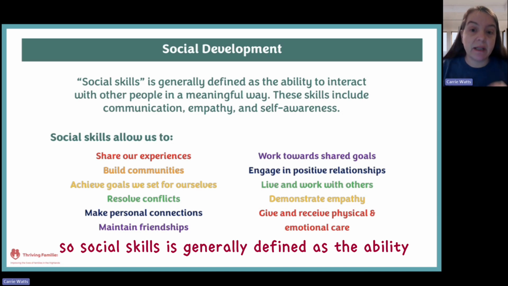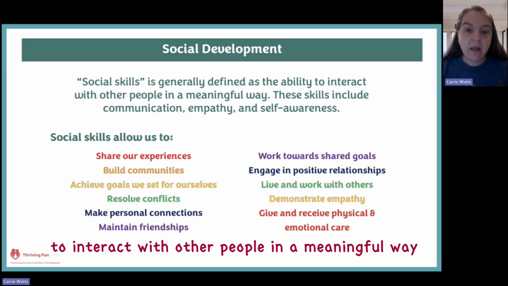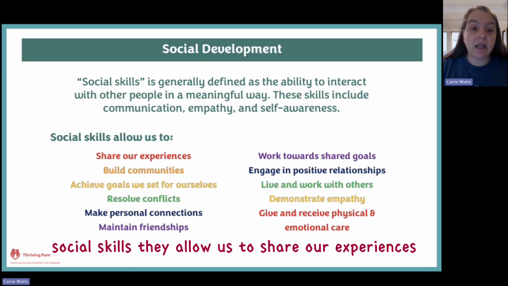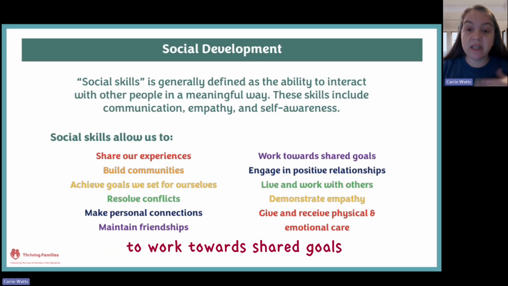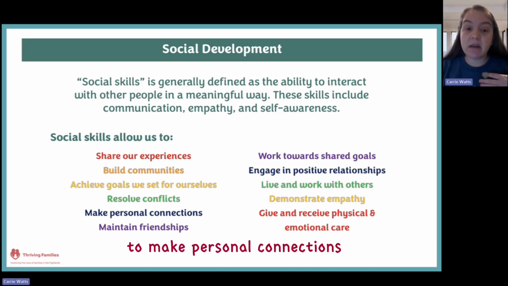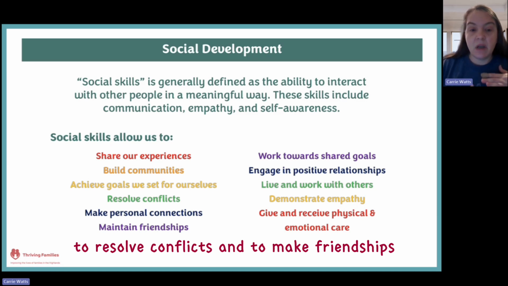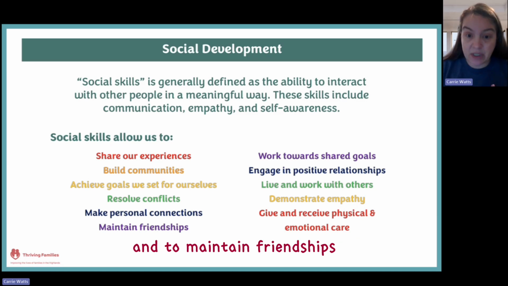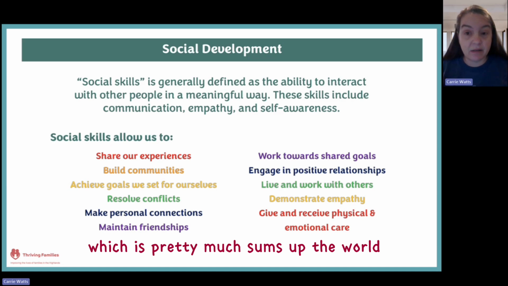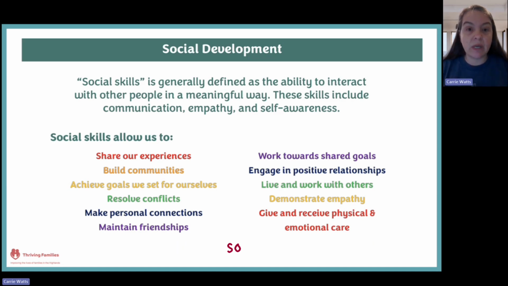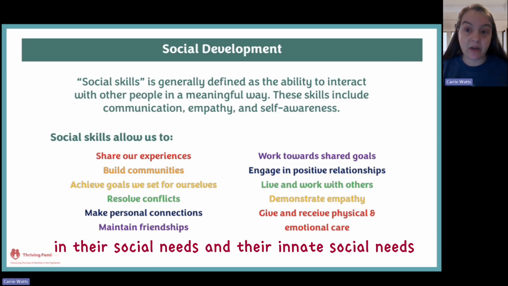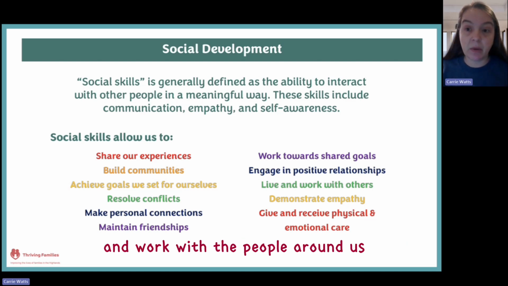So social skills is generally defined as the ability to interact with other people in a meaningful way. And these skills include communication, empathy, and self-awareness. So what do they allow us to do? They allow us to share our experiences, to work toward shared goals, to give and receive physical and emotional care, to achieve goals we set for ourselves, to make personal connections, to resolve conflicts, to make friendships and to maintain friendships, and to live and work with others, right? Which pretty much sums up the world. So we need to understand how people interact differently in their social needs and their innate social needs in order to be able to live and work with the people around us.